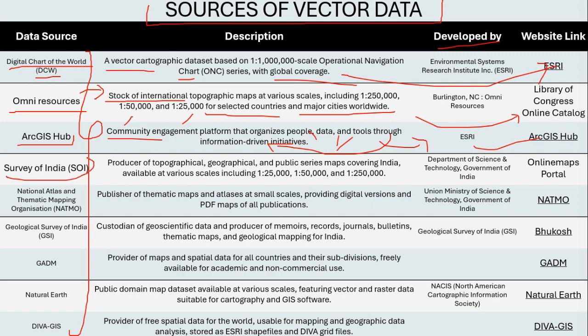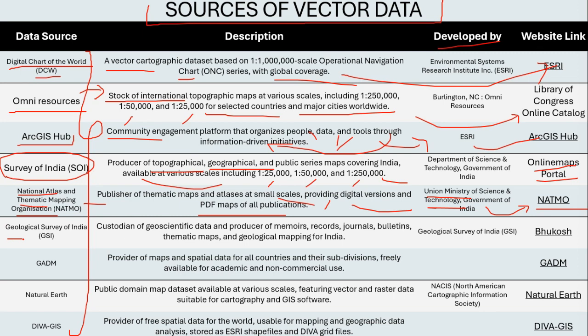Then we have a major source of vector data, Survey of India. Survey of India is a producer of topographical, geographical and public series maps that cover India, and they are available at various scales, like 1:25,000, 1:50,000, 1:250,000. It is developed by the Department of Science and Technology, Government of India. You can get these maps on the Online Maps Portal website. Then we have the National Atlas and Thematic Mapping Organisation. NATMO is a publisher of thematic maps and atlases at small scale, providing digital versions and also PDF maps of all publications. NATMO is managed by the Union Ministry of Science and Technology, Government of India, and you can get the data sets on their website.